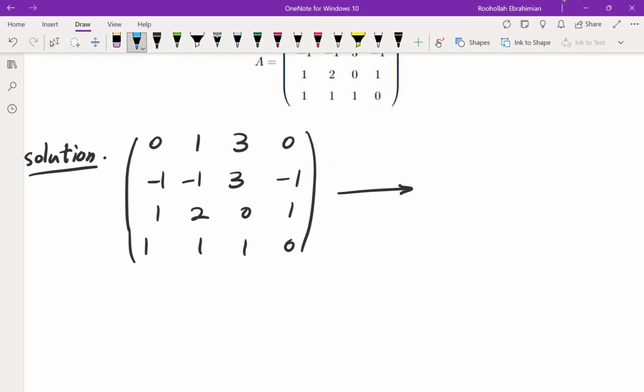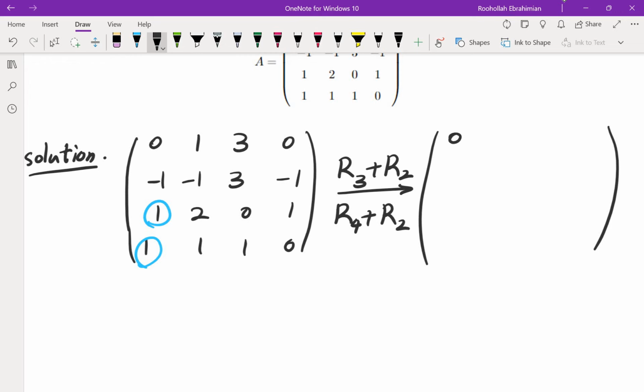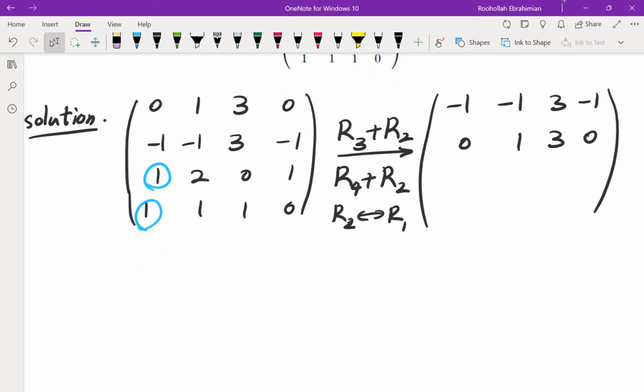So we're going to make these two entries 0 by taking the third row and adding the second row to that, and taking the fourth row and adding the second row to that. And then I will have to swap the first and second row. So let's do that here. So swap the first row and the second row to just get the negative 1 on top. Negative 1, negative 1, 3, negative 1, 0, 1, 3, 0. So those are the first and second row. The third row I'm adding, so that would be 1, 3, 0. And I'm adding the second row to the fourth row, so 0, 0, 4, negative 1.